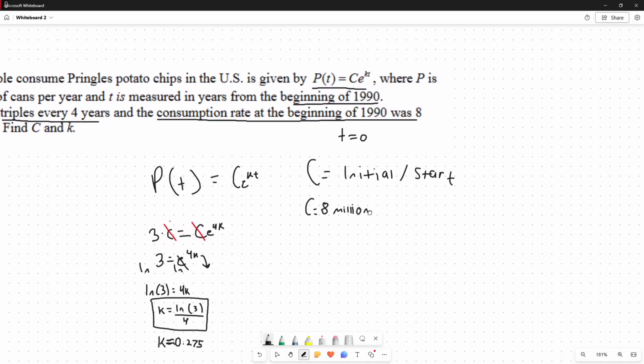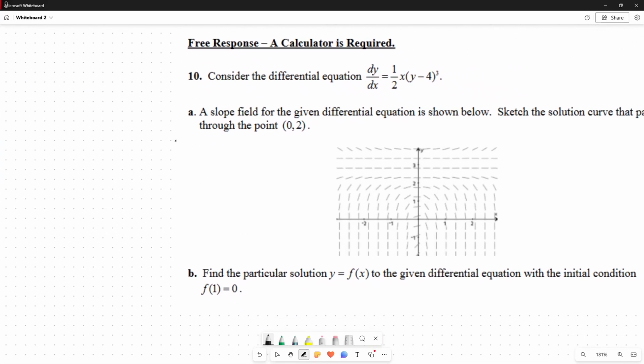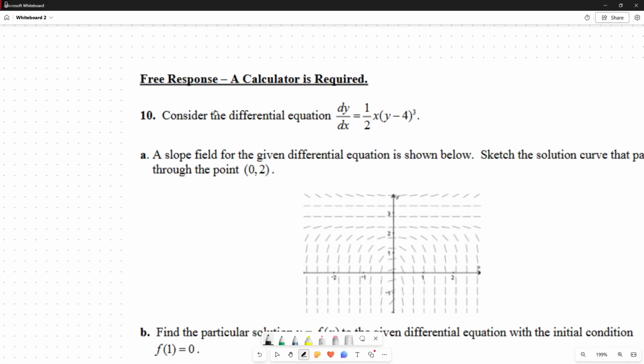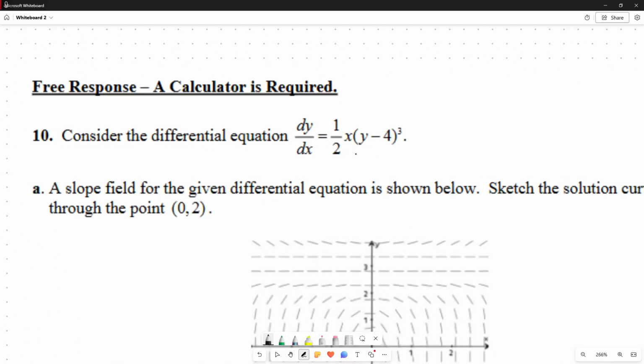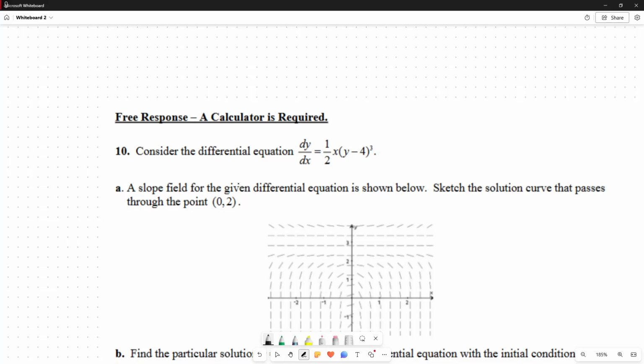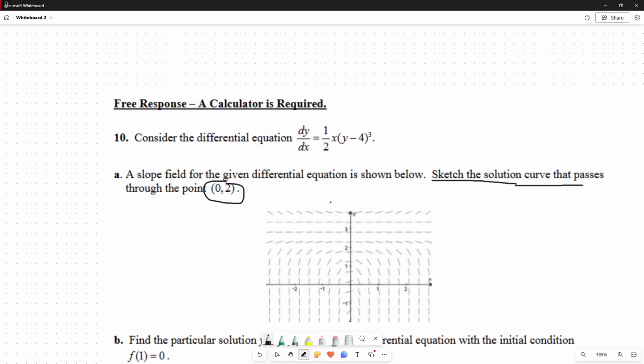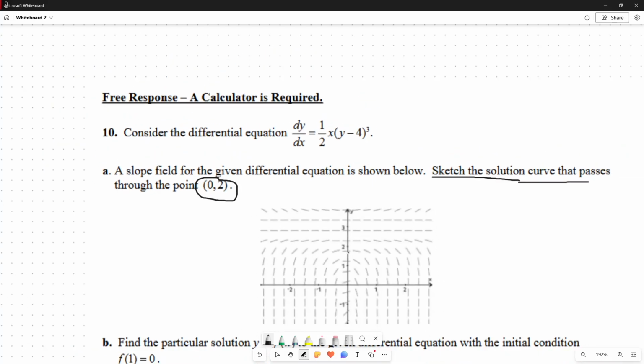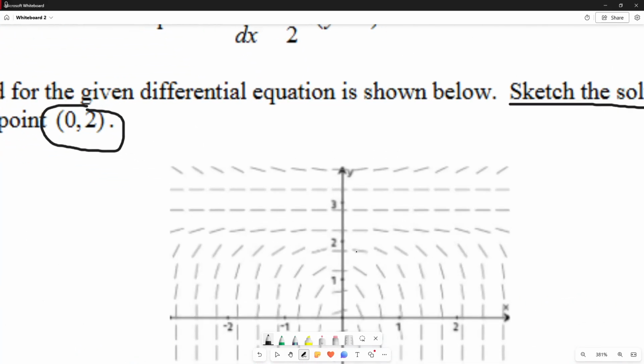Alright, so we're going to the next question, which is number 10, which is 2 questions. So consider the differential equation dy/dx equals 1/2 x times (y minus 4) cubed. A slope field for the given differential equation is shown below. So we gotta sketch the solution curve that passes through the point (0, 2). So this should be pretty straightforward. We gotta find our point (0, 2). So this is it. So I'll write a big dot.